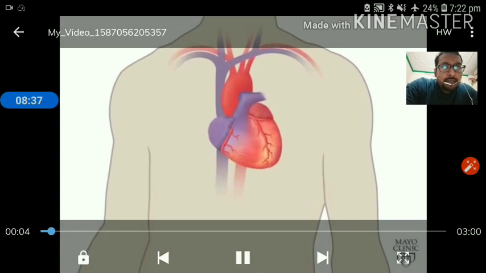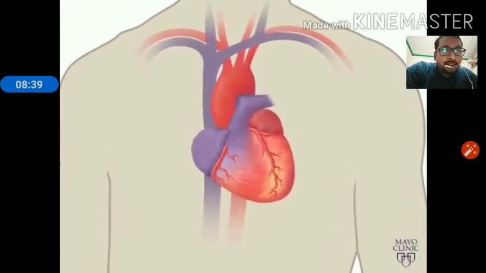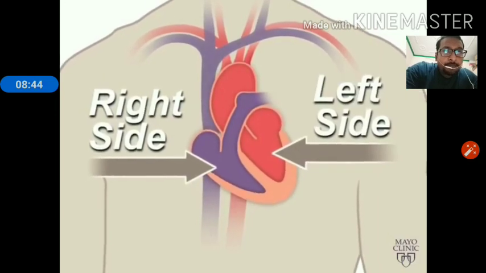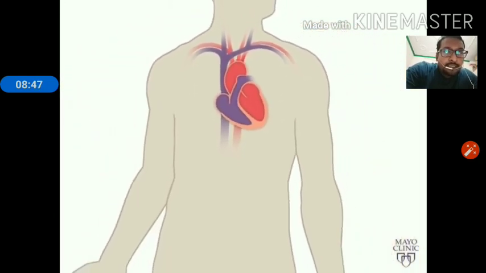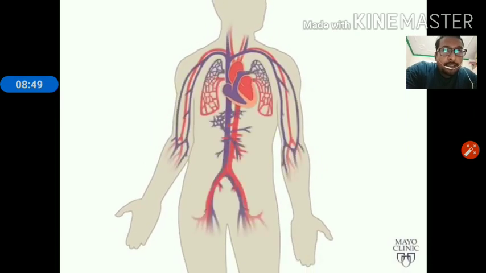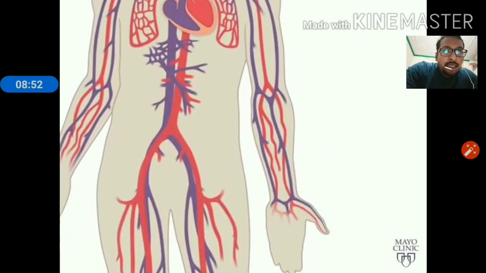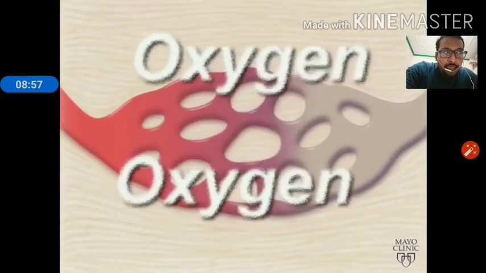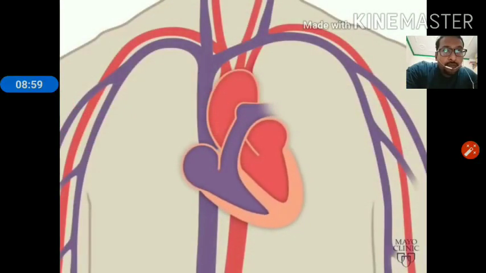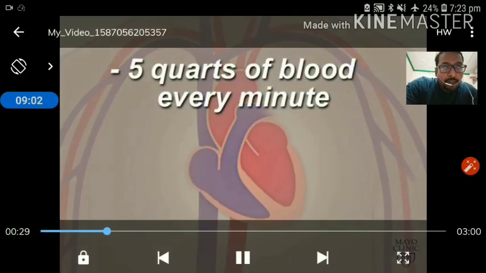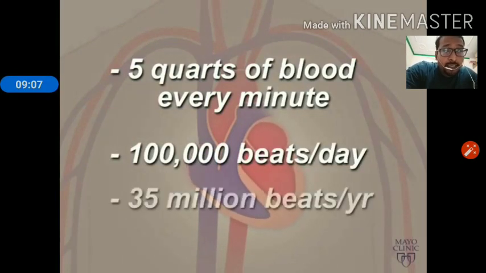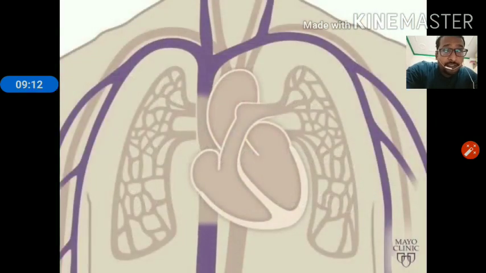Now you see, this is the heart which is pumping, and it pumps with the lup dup sound, the systole and the diastole. The red color is shown for oxygenated blood and the blue color for deoxygenated blood. There are 5 quarts of blood every minute and 1 lakh beats per day. It sounds amazing. And 35 million beats in 1 year.